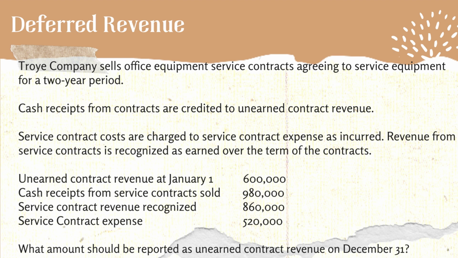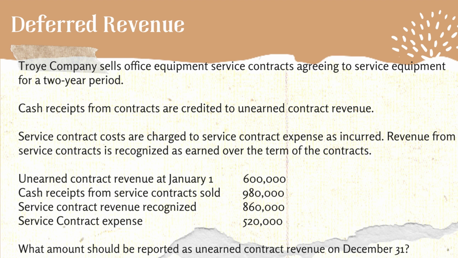Okay, so third problem. Try company sells office equipment service contract agreeing to service equipment for a 2-year period. Cash receipts from contracts are credited to unearned contract revenue. Service contract costs are charged to service contract expense as incurred. Meaning, kung saan nagka-expense, amo lang siya i-record. Amo lang siya gi-charge as contract cost. So, revenue from service contracts is recognized as earned over the term of the contracts.